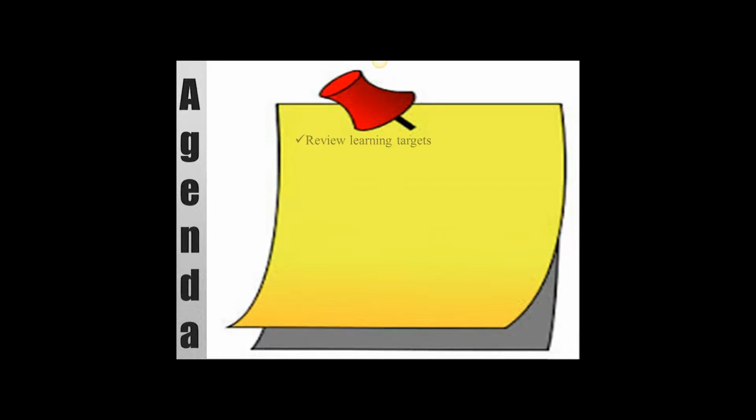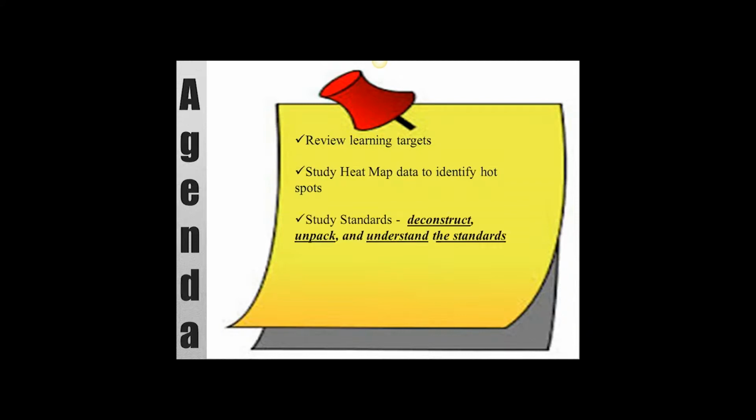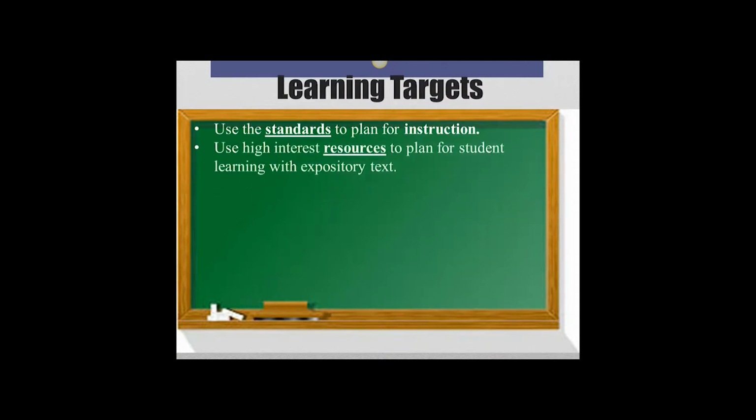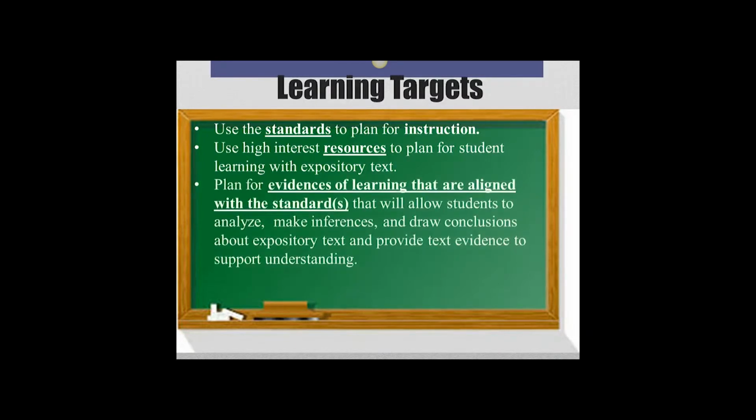Your agenda for this PLC is to review our learning targets, study the heat map data to identify hotspots, study our standards, and collaborate with your team to discuss instructional implications and evidences of learning using the standards. Your learning targets today are to use the standards to plan for instruction, use high-interest resources to plan for student learning with expository text, plan for specific evidences of learning that are aligned with the standards, and align your curriculum, instruction and assessments in order for students to master the standards.